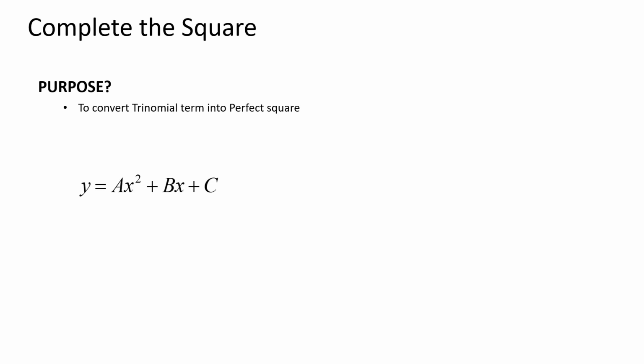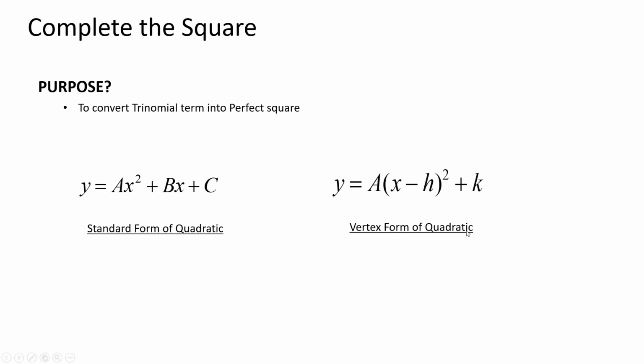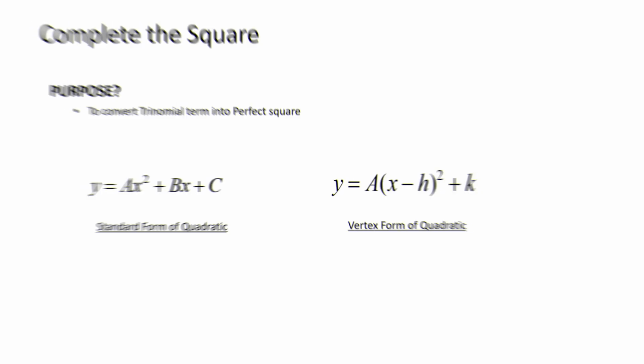In this video, we're going to talk about a topic called complete the square, an important concept for quadratic functions. So let's talk about the purpose of completing the square: it is to convert a trinomial term into a perfect square. The trinomial term is the standard form of the quadratic, and we're going to try to convert the standard form into something called vertex form, where the vertex form contains a perfect square, which is (x minus h) squared. The concept is very simple: converting a trinomial to a perfect square.